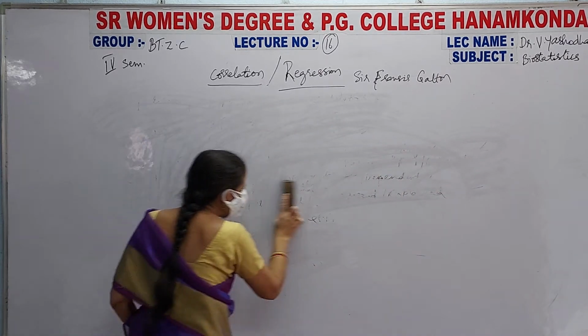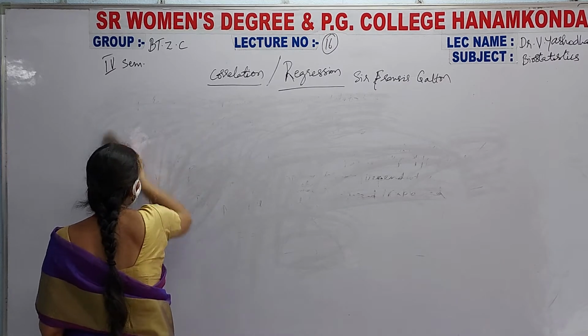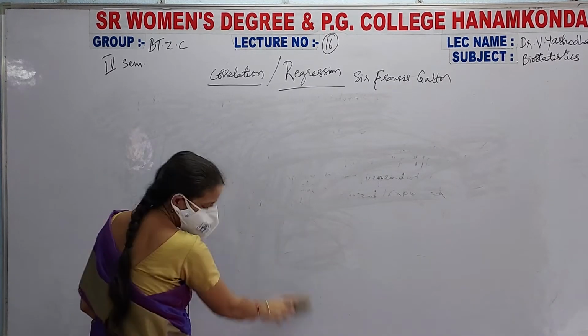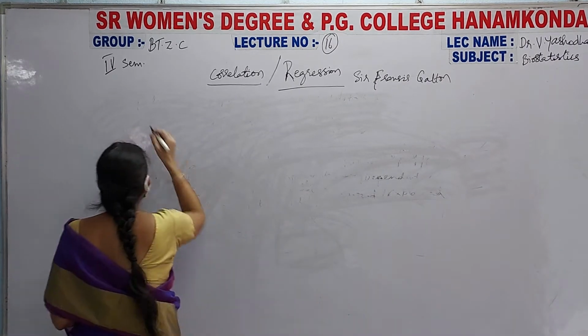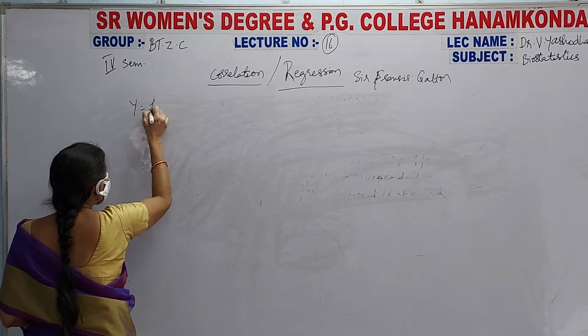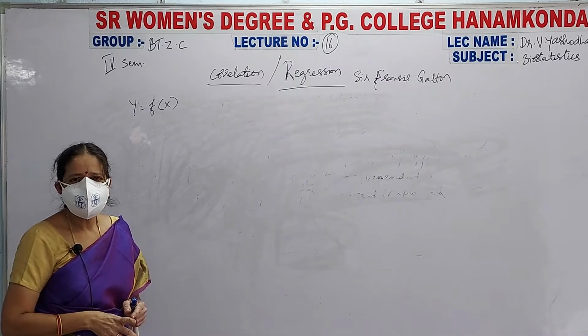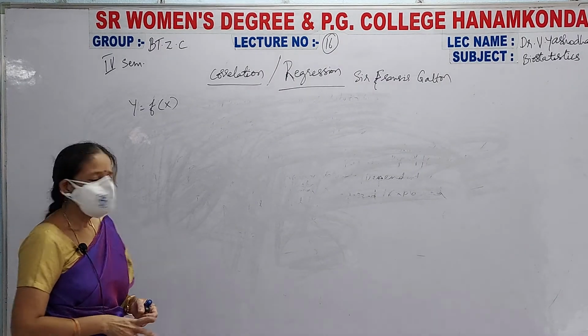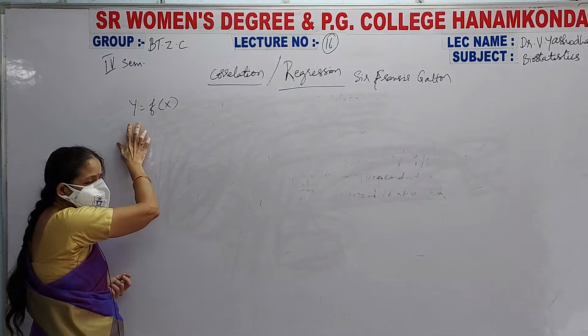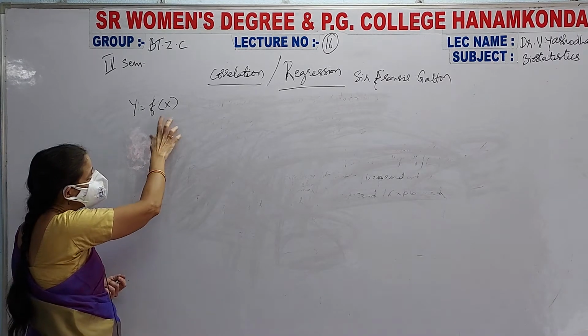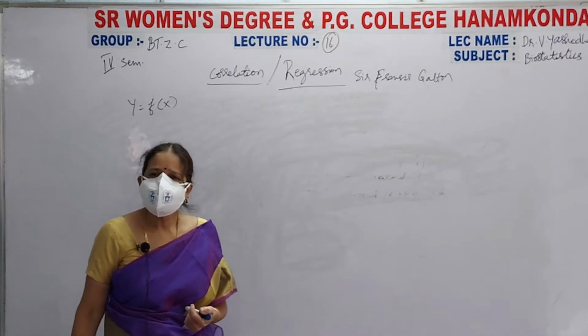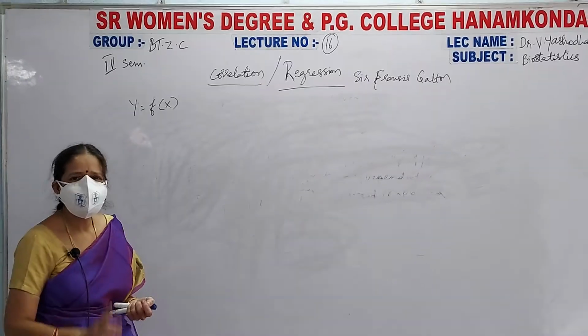In regression, the general formula of regression is y is equal to f(x). What is y? The dependent variable, that is, the unknown variable. f is the function and x is your known variable, the independent variable.